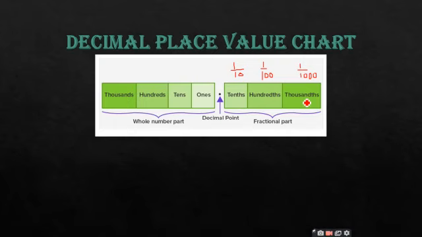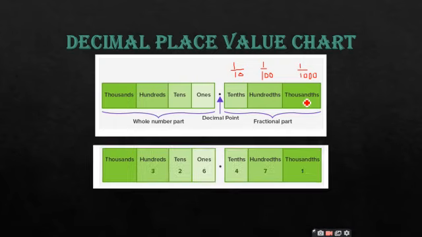Now let's have a look at a number example. 326.471. Here we have 3 in the hundreds column, 2 in the tens column and 6 in the ones column, and then we have the point, which is called the decimal point, and after the decimal we have 471. 4 in the tenth column means 4 multiplied by 1 upon 10, which means 4 upon 10.